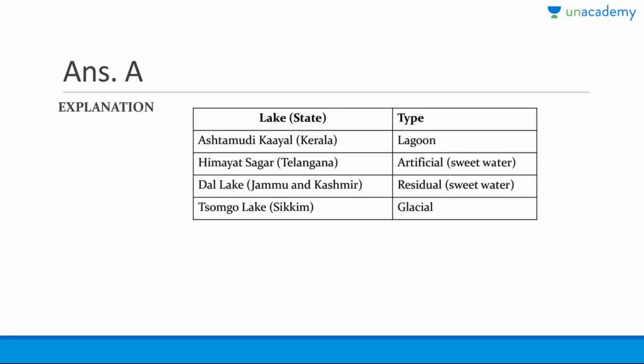So Ashtamudi Kayal is in Kerala. It is a type of lagoon, basically when it cuts off from the sea. Himayat is artificial sweet water, Telangana. Dal in Jammu Kashmir, residual sweet water. And Somgo Lake is in Sikkim, glacial.